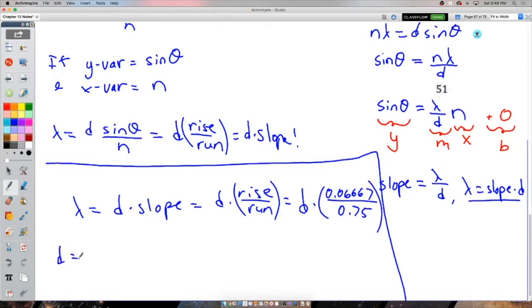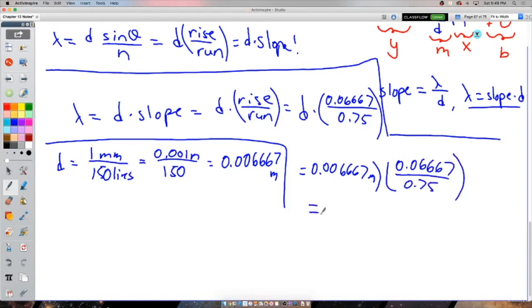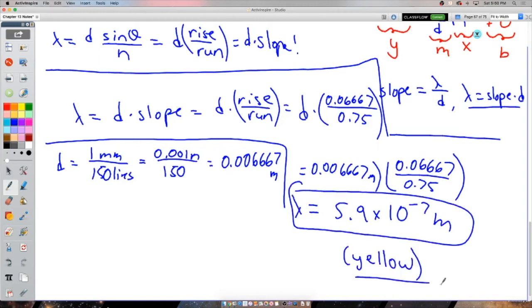D equals not 150, but if 1 millimeter has 150 lines, that's 0.001 meters in 150 lines. So D equals 0.00667 millimeters. Then lambda equals 0.00667 times rise over run. I got, to 2 sig digs, 5.9 times 10 to the negative 7 meters. Once again, visible yellow pushing orange there a little bit. It's okay if you're off by a little bit, probably not more than plus or minus 0.3 nanometers.